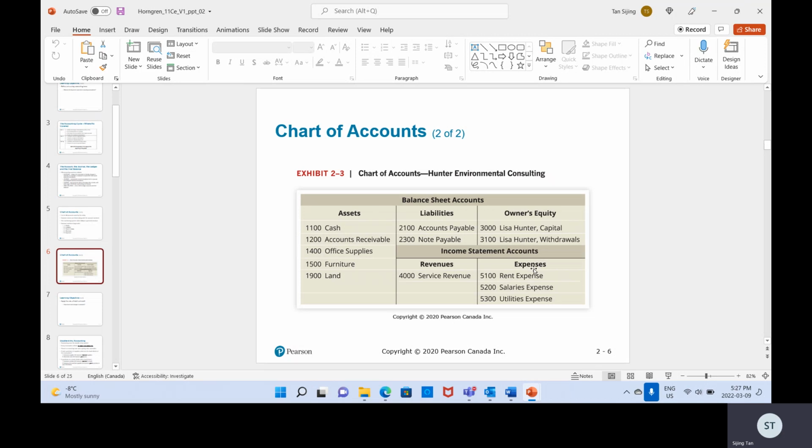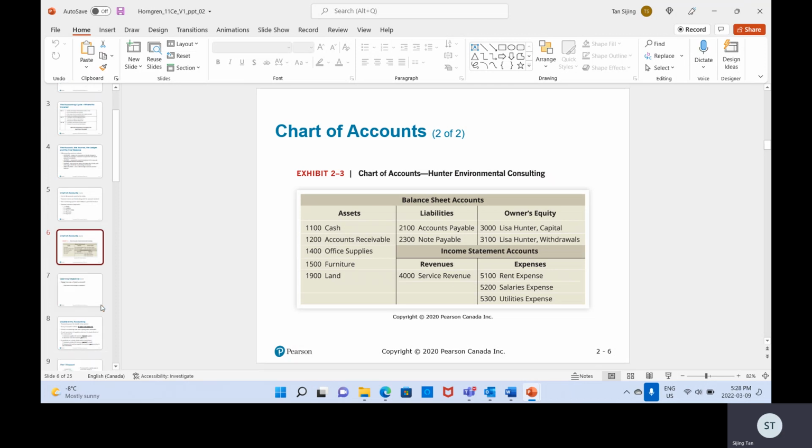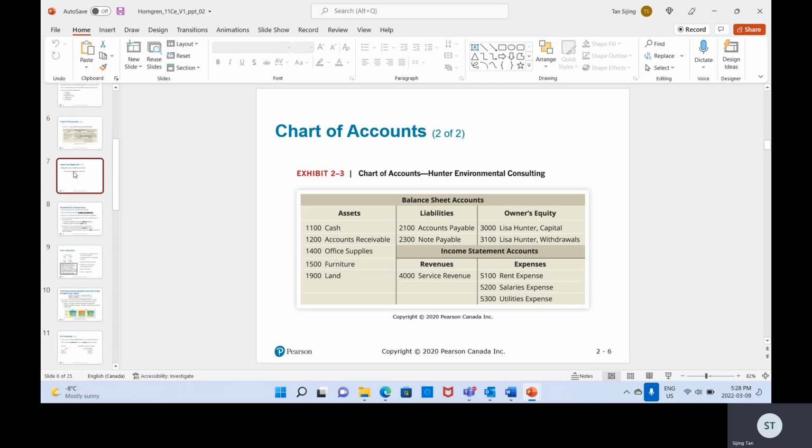Sometimes you will see a question asking you to match the number and account name. So you're looking for this: numbers that start with one are always under assets, two are always under liabilities, three under owner's equity, four under revenue, five under expenses. Okay, so that is the chart of accounts.